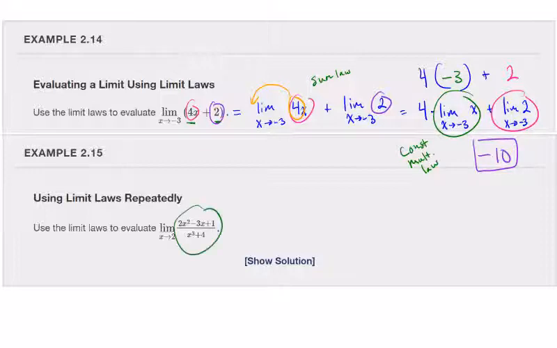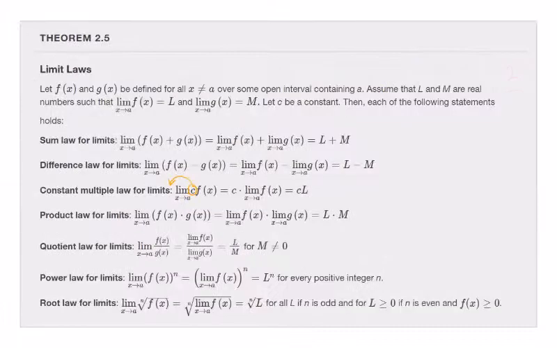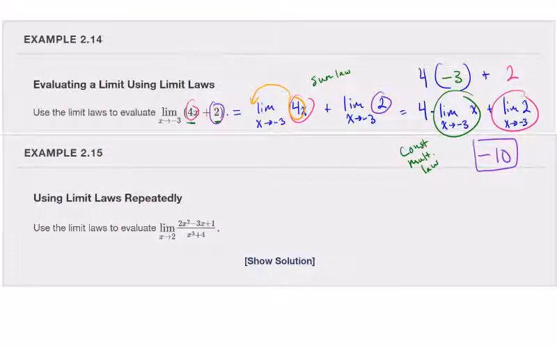All right, now let's take a look at this one. This one's got a little more going on. This is a quotient that we have here. So we know that the quotient law says that the limit of a quotient is equal to the quotient of those two limits, as long as the denominator limit doesn't equal 0. So let's try that out. Let's set it up.